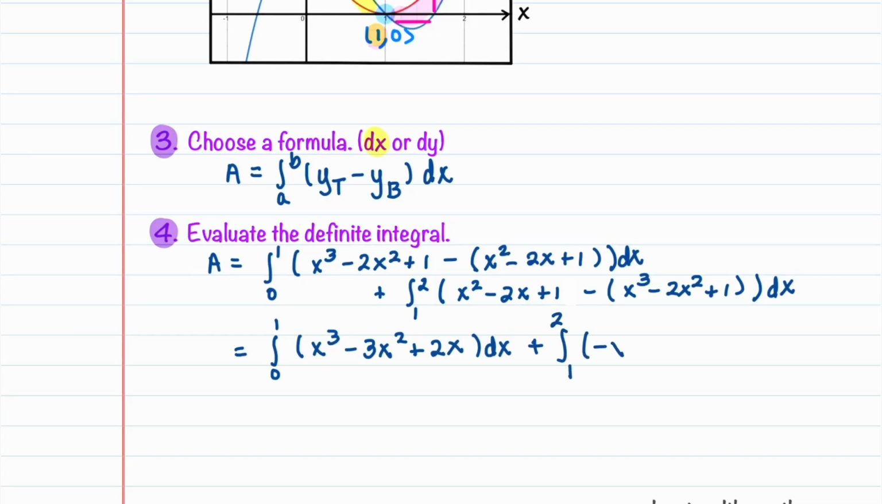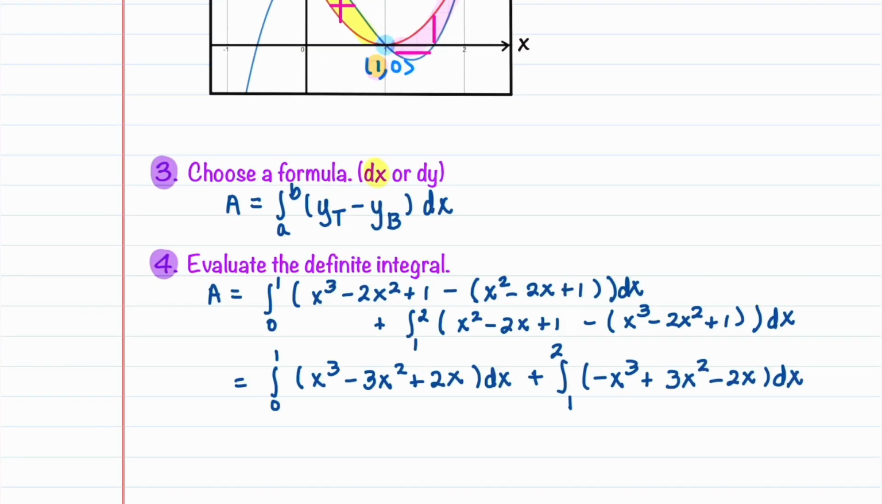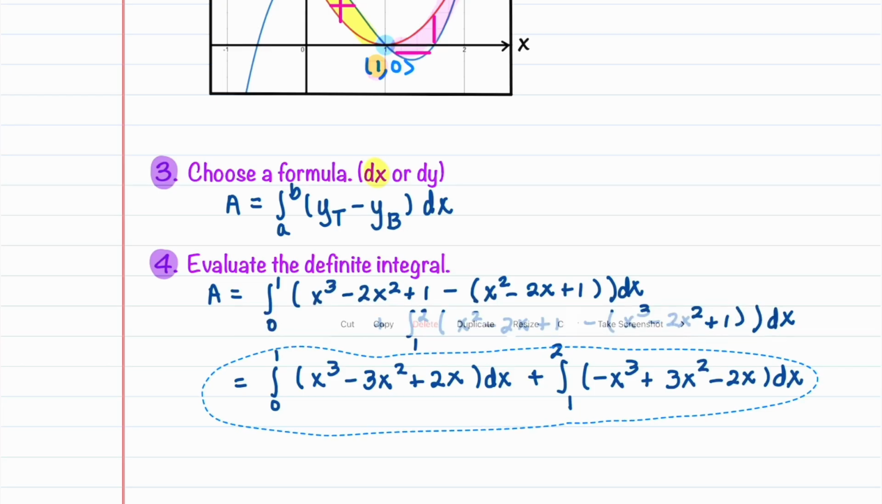We have minus x cubed. We have a 2x squared and an x squared, so this is plus 3x squared. And then we have a minus 2x, and the 1's cancel. And there's our dx. We are not going to have enough space to evaluate this integral on this page, so I'm going to go ahead and grab it and take it to the next page.